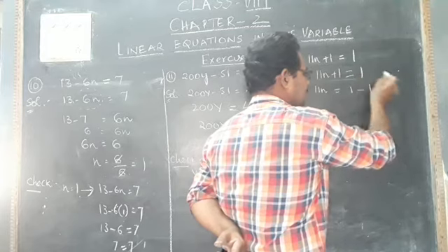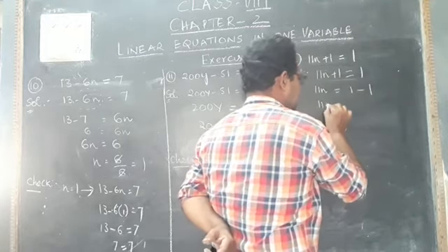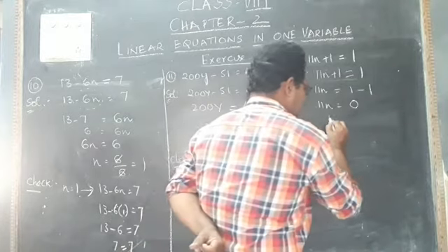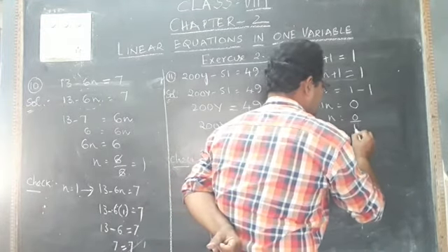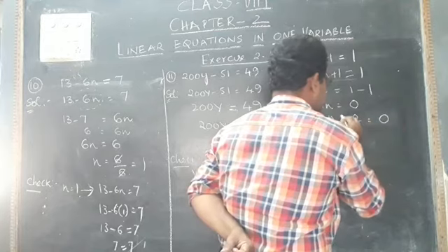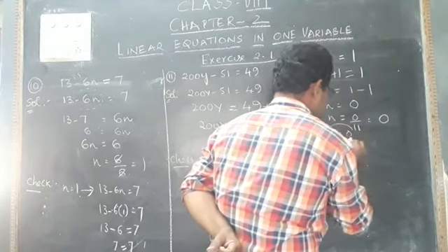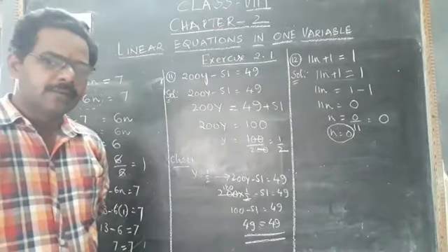1 is already there. Plus 1 will become minus 1. 11n is equal to 0. Now n is equal to 0 by 11. 0 by anything is equal to 0. That means n is equal to 0 is the solution.